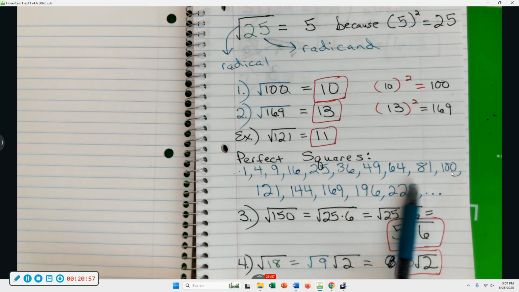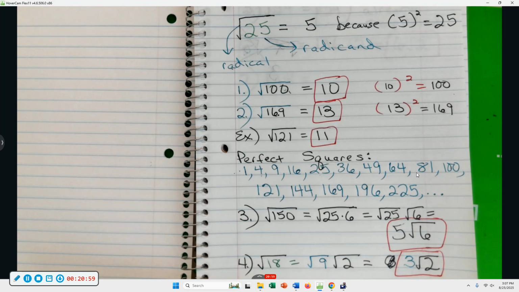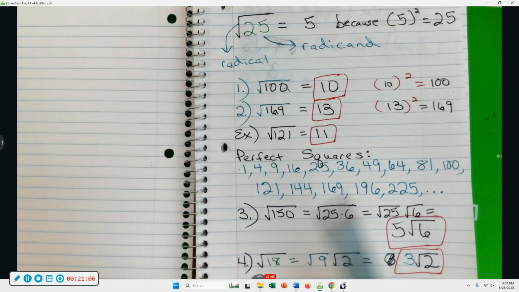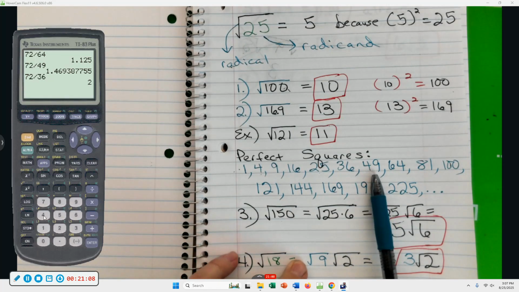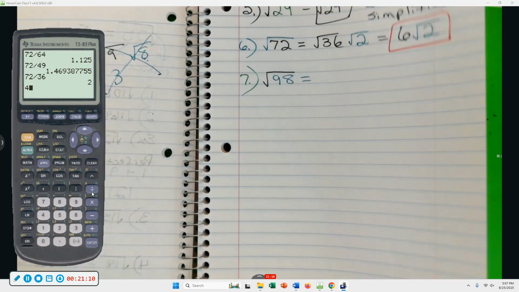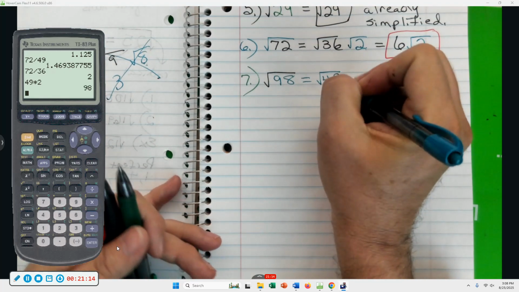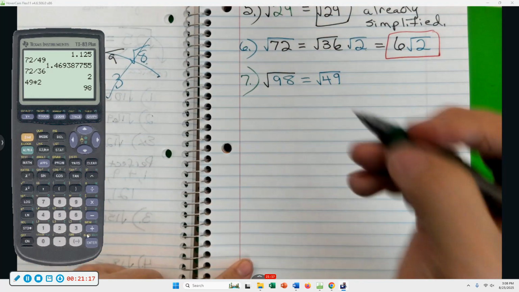What's the biggest perfect square that divides evenly into 98? 49. I heard someone say it. Yep, I agree. 49. 49 times what? 2. So you're thinking it's the square root of 49 times the square root of 2.